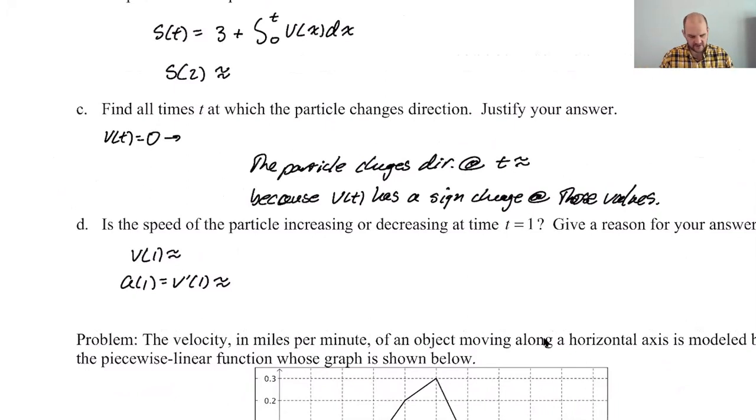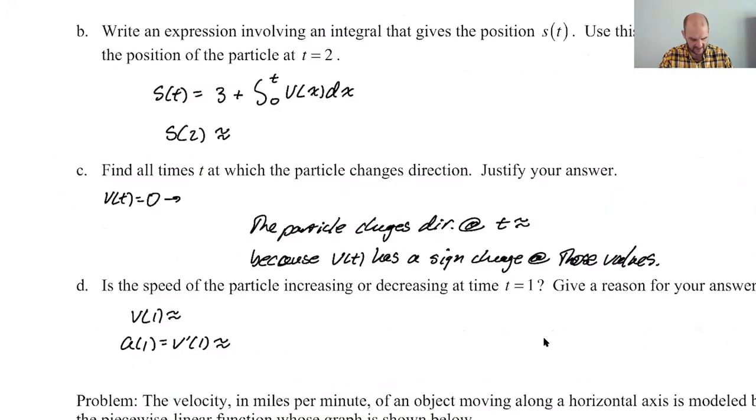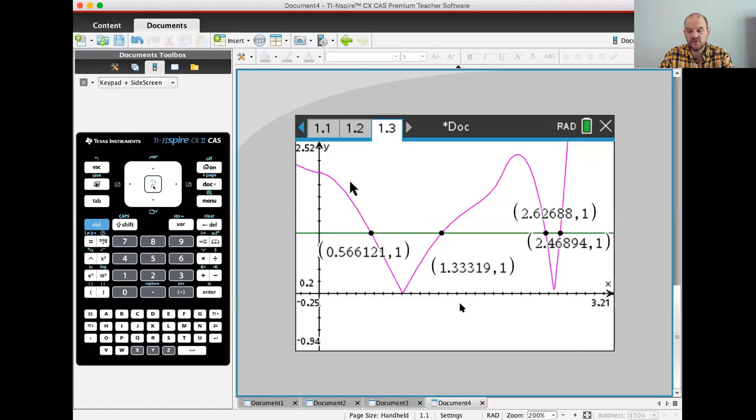All right, now let's do some calculator work. So I need to find s of 2. I need to find when the velocity equals 0, and I need to find a ton of stuff. So let's do that. Good question though. I like it. I like every part of it.